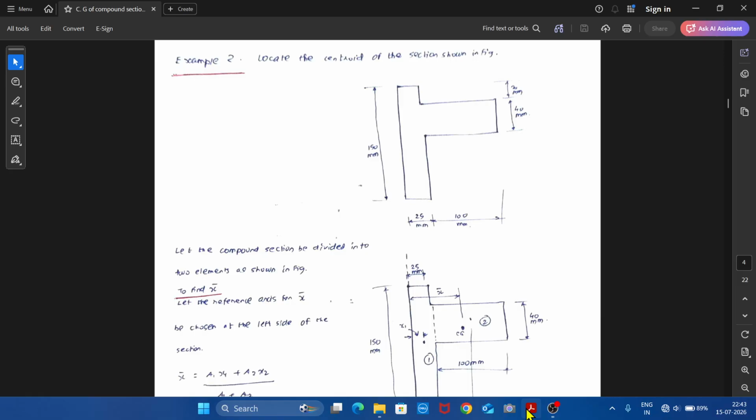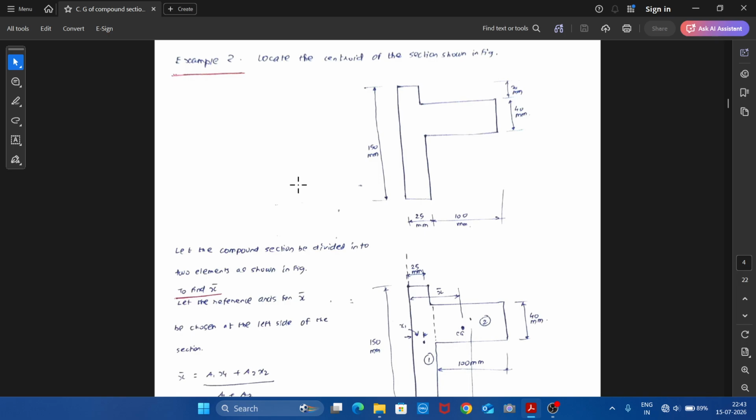So in this example, let us see how to find the center of gravity of another compound section. The compound section is as shown in the diagram. Say this height is 150 mm, the width is 25 mm, here the length is 100 mm, here the height is 40 mm, and it is located 20 mm from the top.